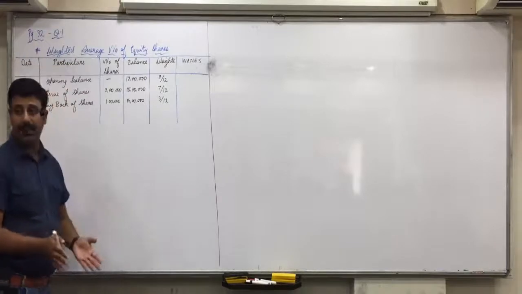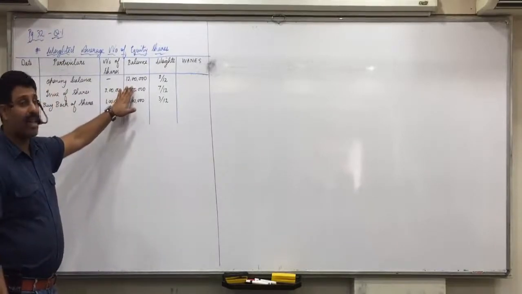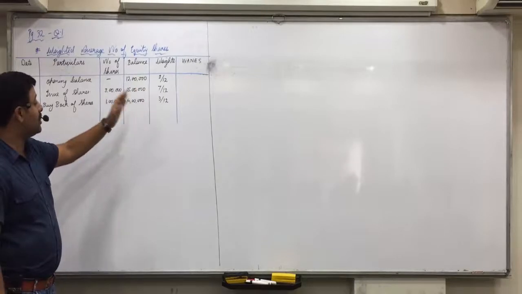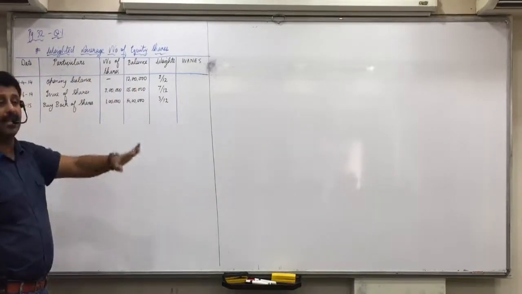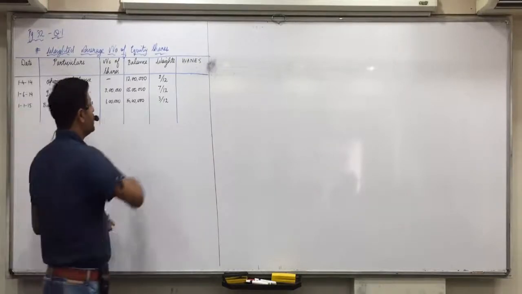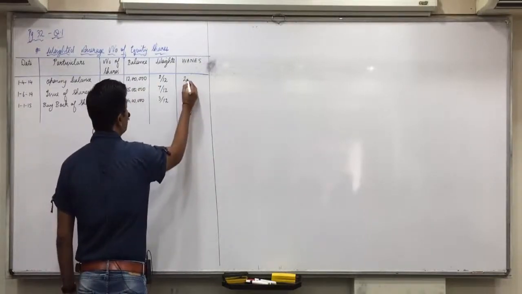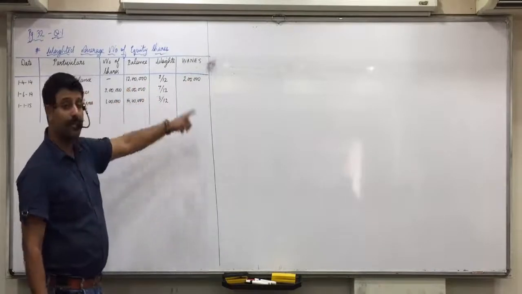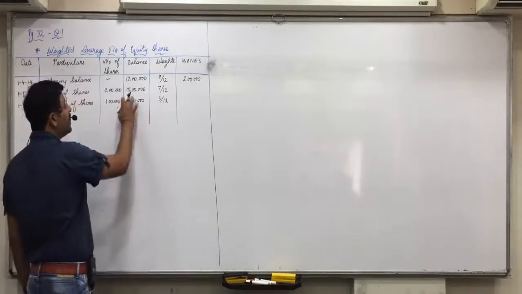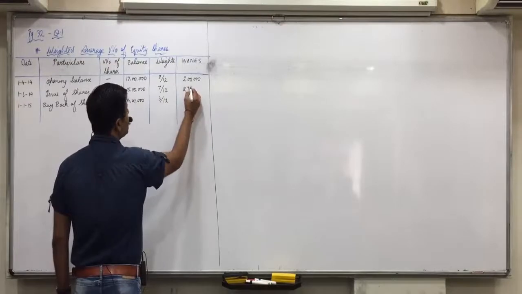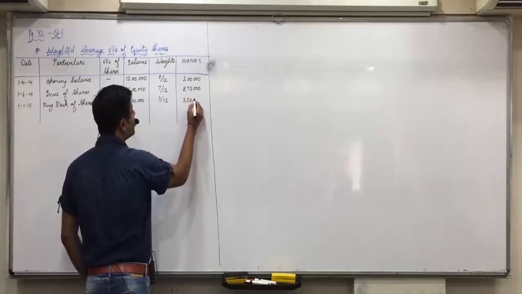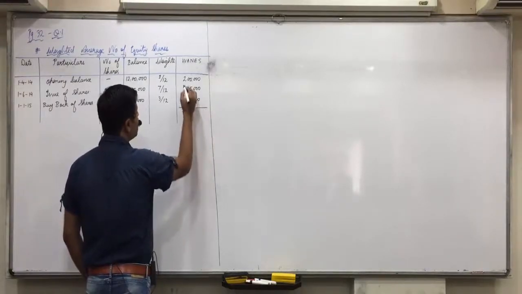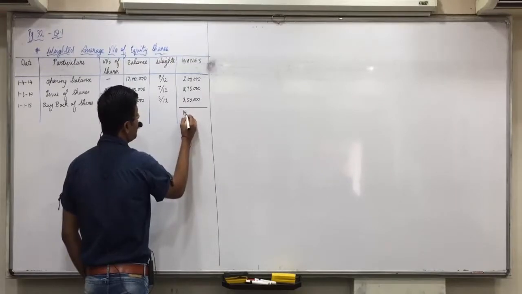It means, in the business, we are using the money of 12 lakh shares for 2 months. Then we are using the money of 15 lakh shares for 7 months. Then we are using the money of 14 lakh shares for the last 3 months. So weights: 12 lakhs into 2/12, 2 lakhs. 15 lakhs into 7/12, 8,75,000. Do you understand better? And 14 lakhs into 3/12, 3,50,000.